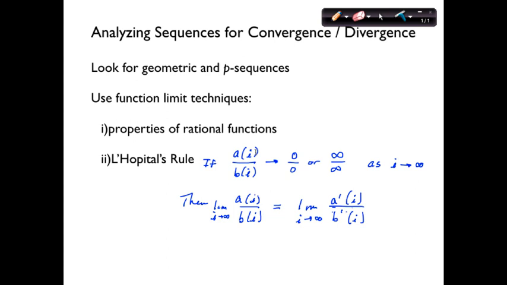All right, this is not the quotient rule, right? It's not the quotient rule. You're looking at each individually and taking their individual derivatives, setting up a new ratio, a new function. If that converges to, say, 3, then the original converges to 3.